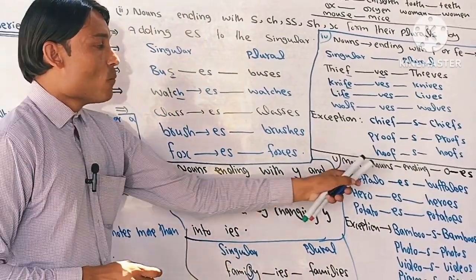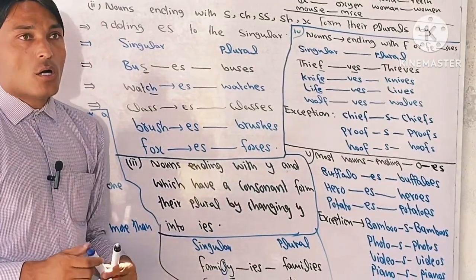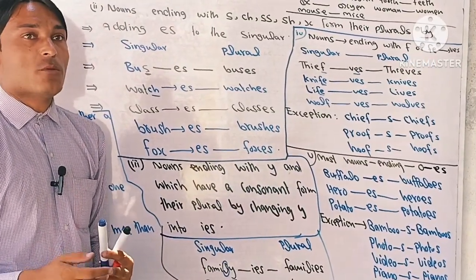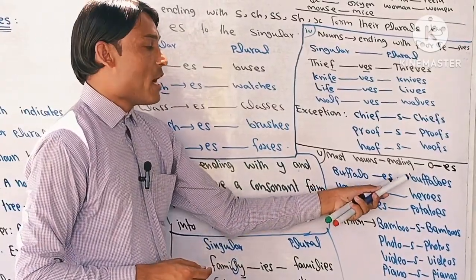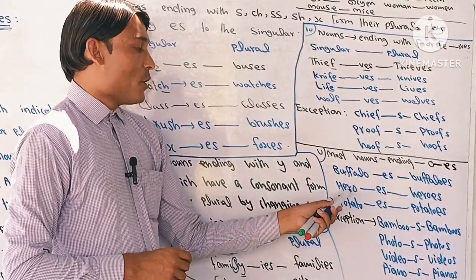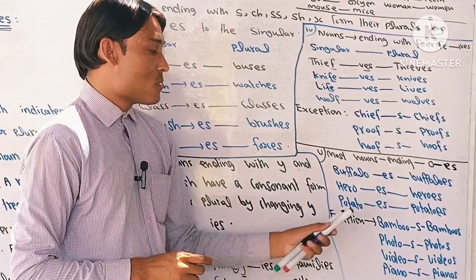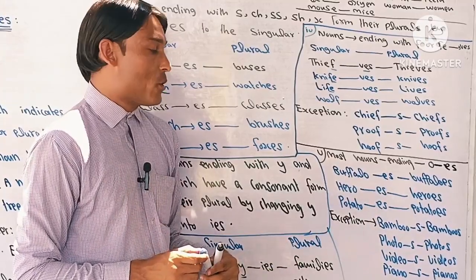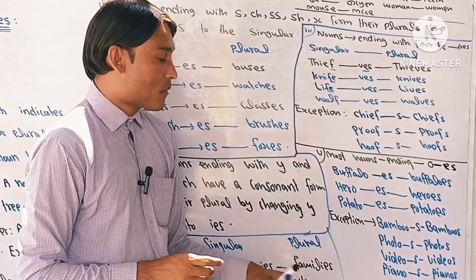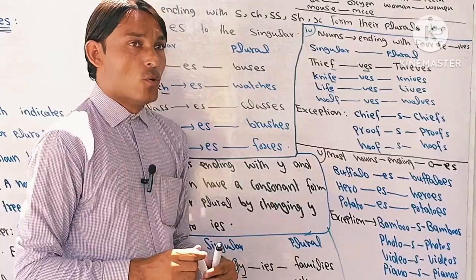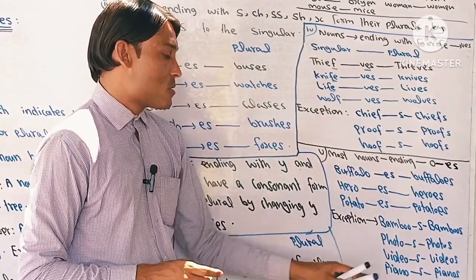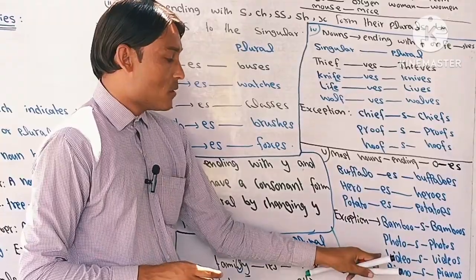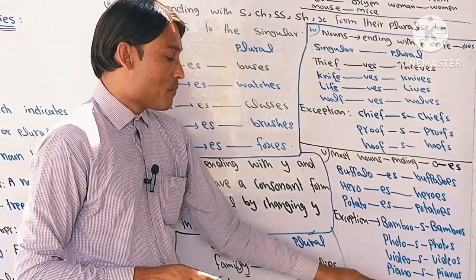Rule number 5, most nouns ending in o form their plural by adding es. Buffalo, o is there, we add es, buffaloes. Hero, we add es, heroes. Potato, we add es, potatoes. Exception, bamboo, we add only s to form the plural, bamboos. Video, only s.